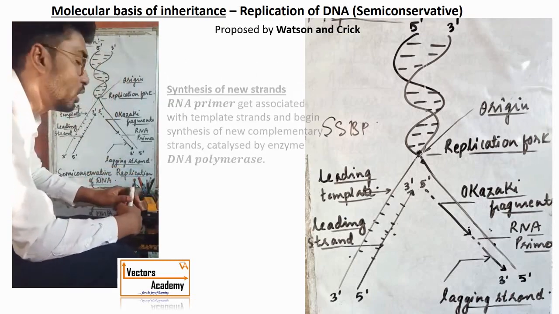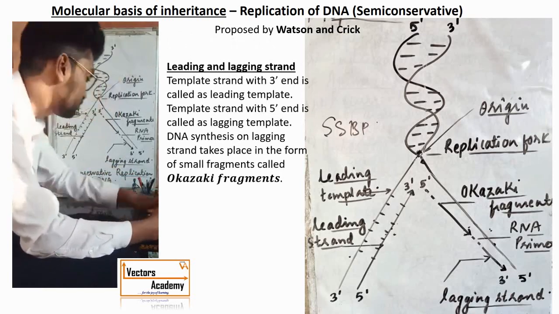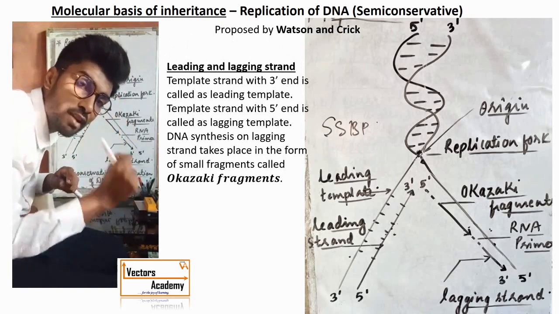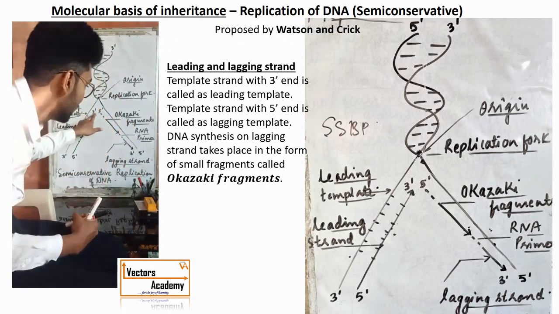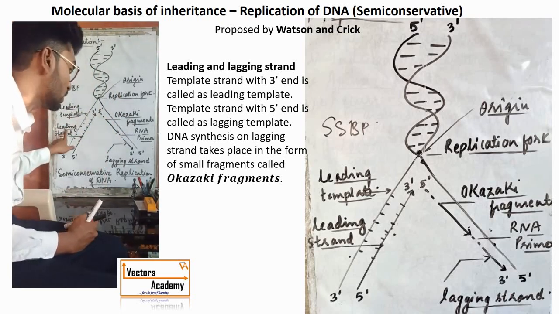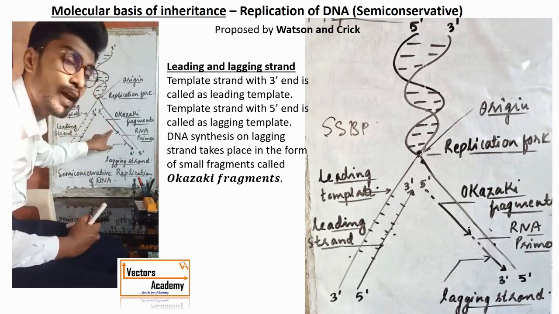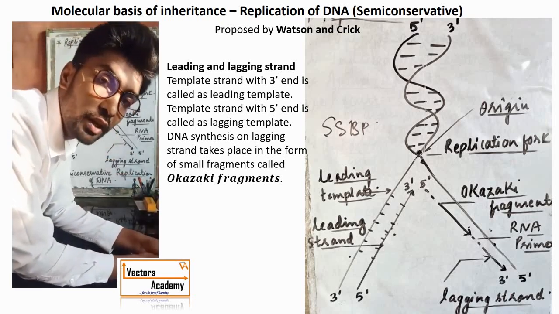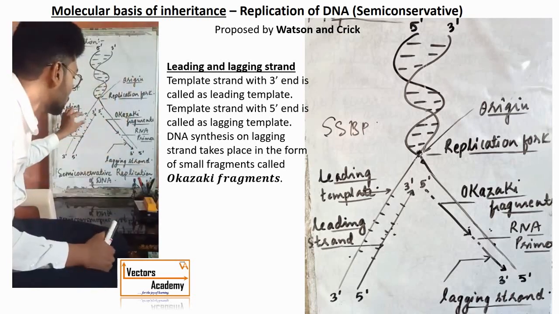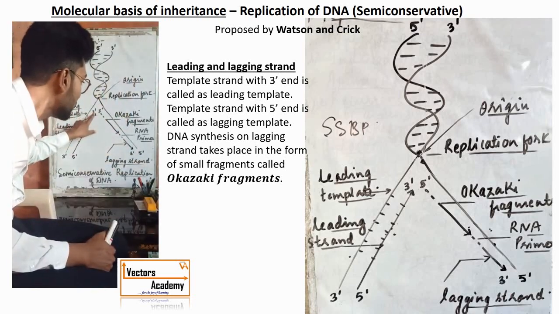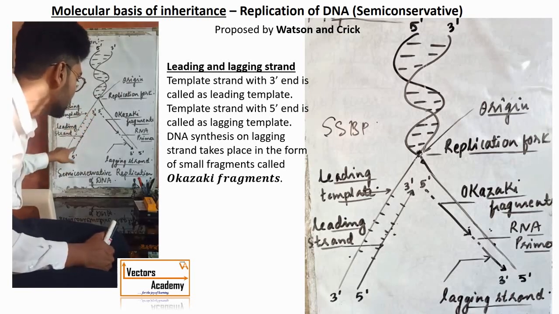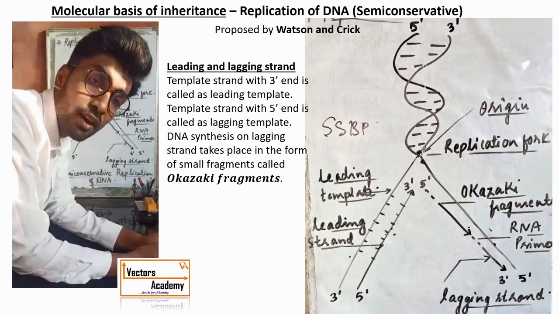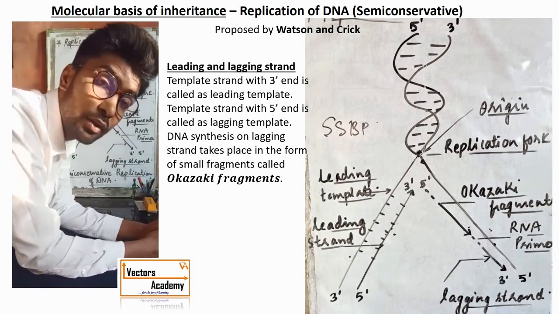Seventh step is called formation of leading and lagging strand, right? You can see this is the leading strand and this is the lagging strand. The template strand with the free 3' end is called the leading strand or the continuous strand, and the template strand with the free 5' end is called the lagging strand or the discontinuous strand, right?